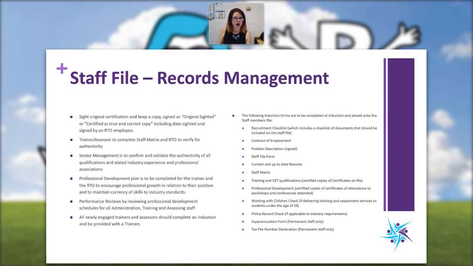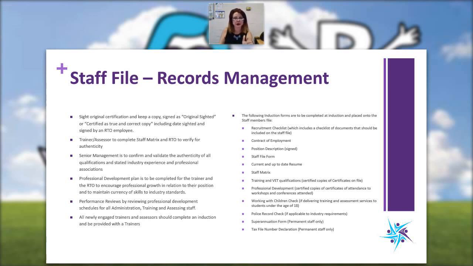That's staff matrix. All right, when you are putting all of this together, you should also have a staff file put together. So for every trainer assessor that you have in place, you should have a staff file in place. In that staff file, you should have specific documents. Now, I've just cut and pasted from the policy and procedure in here. What are those documents? As I said before, you should be citing originals of these certificates, and you should have a stamp that says original cited or certified as true and correct copy, or you get a JP to sign it that they've certified that they've seen the true and correct copy as well.